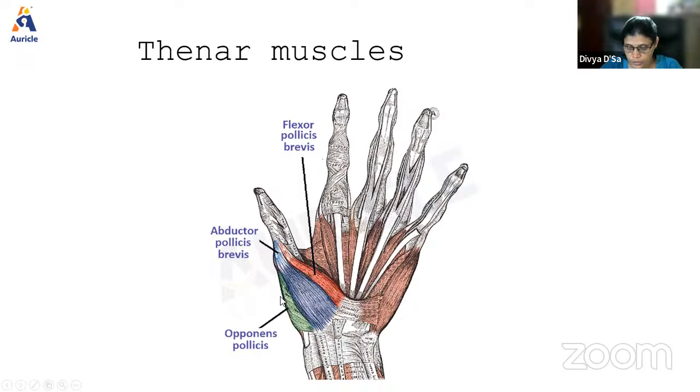Then opponens pollicis is from the flexor retinaculum as well as the crest of the trapezium. It gets inserted to the lateral border of the first metacarpal bone. So basically it brings about opposition of the thumb with the other fingers.